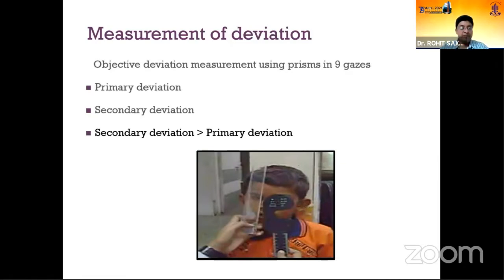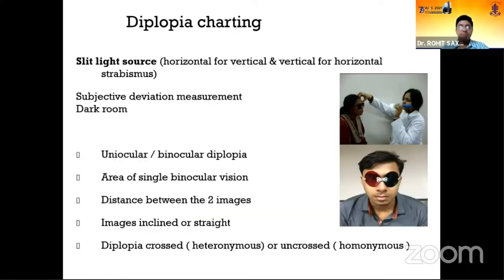So if you even think it's a comitant squint and you have a difference of either eye fixing, so always in every squint, measure the deviation with either eye fixing. You may be able to pick up a partially resolved paretic squint, which you think is actually a comitant squint or a late onset presentation of a comitant squint.